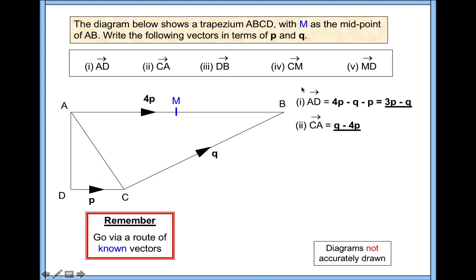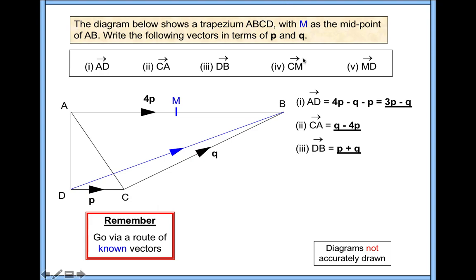Vector DB, I will draw and show you that, students. Okay, I have drawn vector DB with the blue arrow. Now we will find out vector DB. Vector DB you can find out easily because you know vector DC and vector CB. So that will be P plus Q, vector DB.